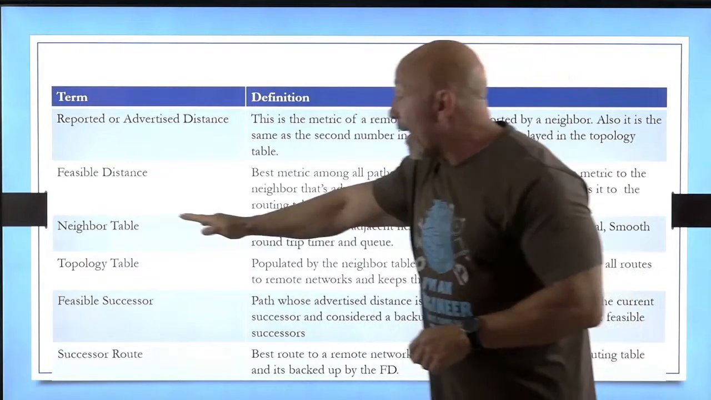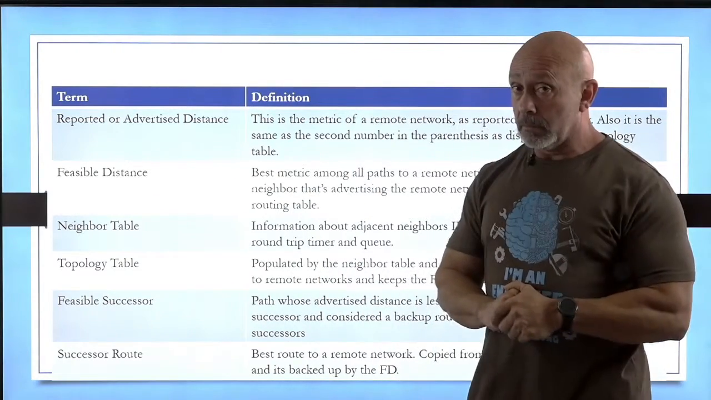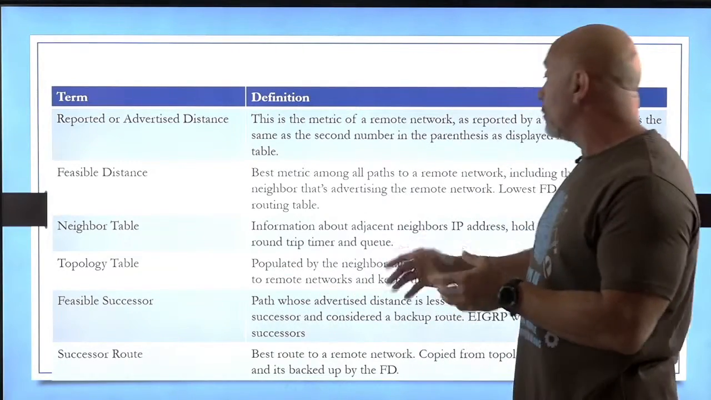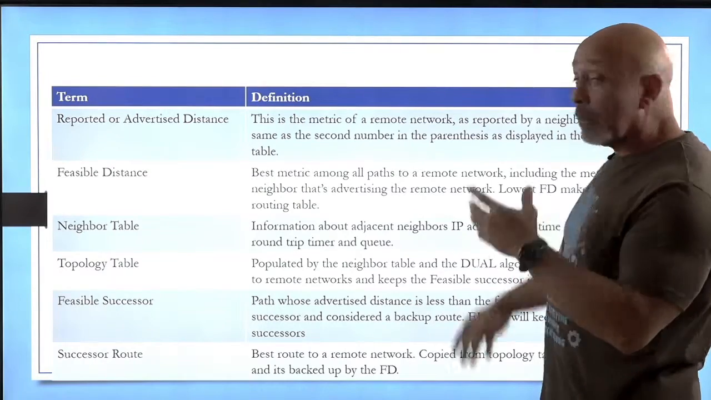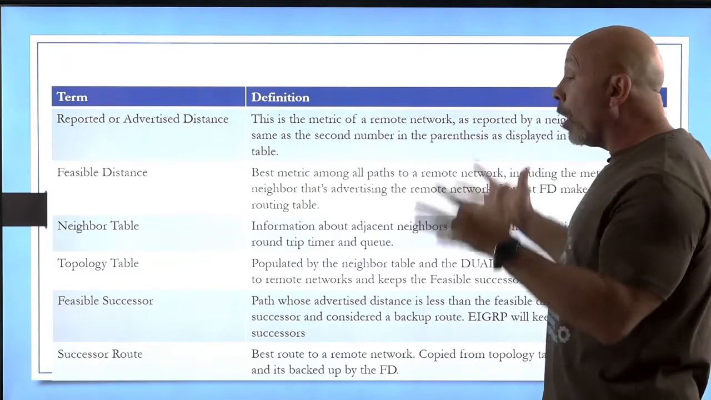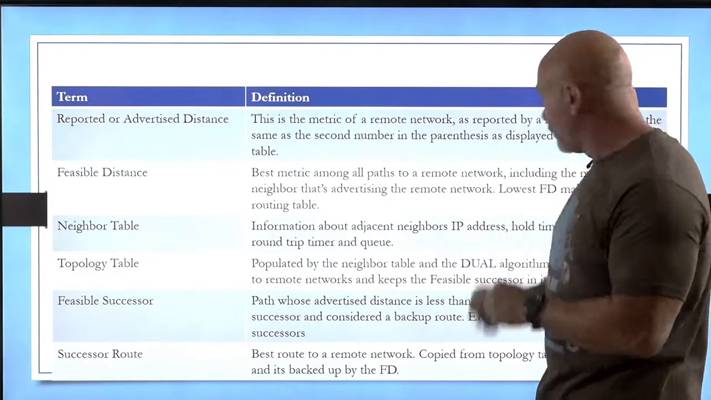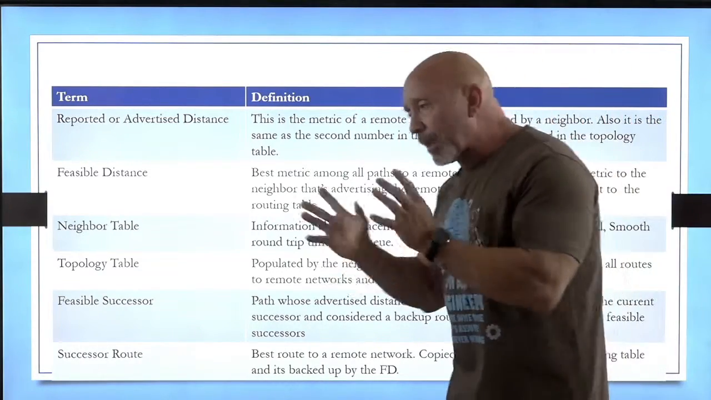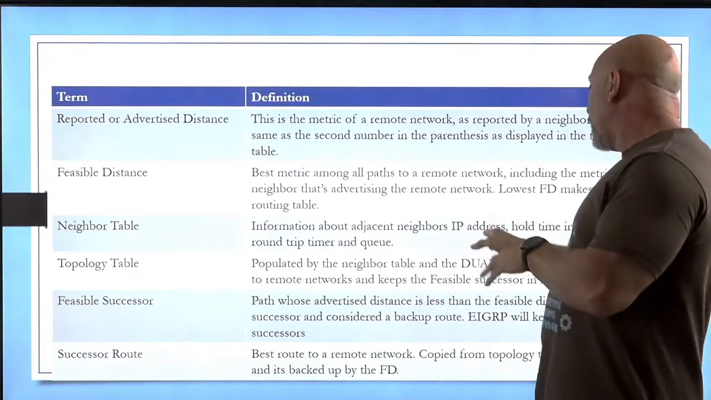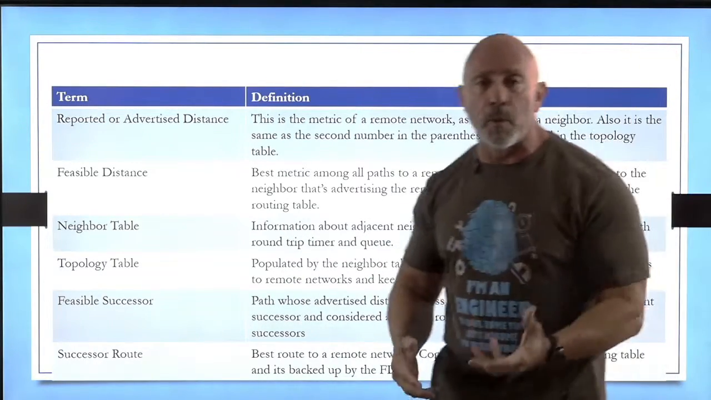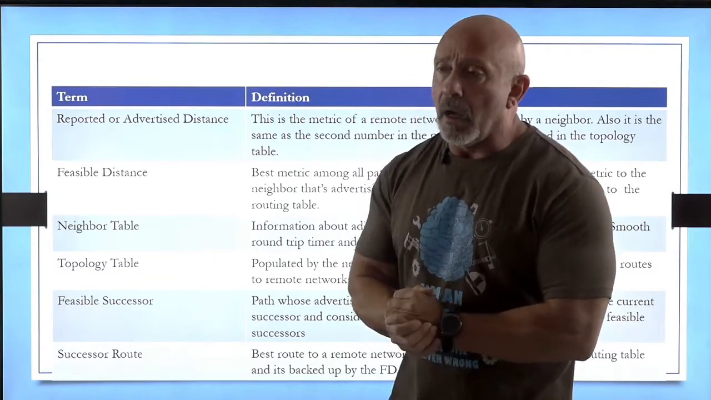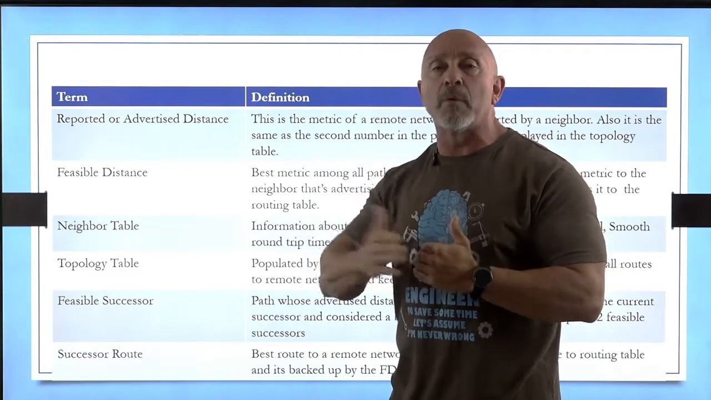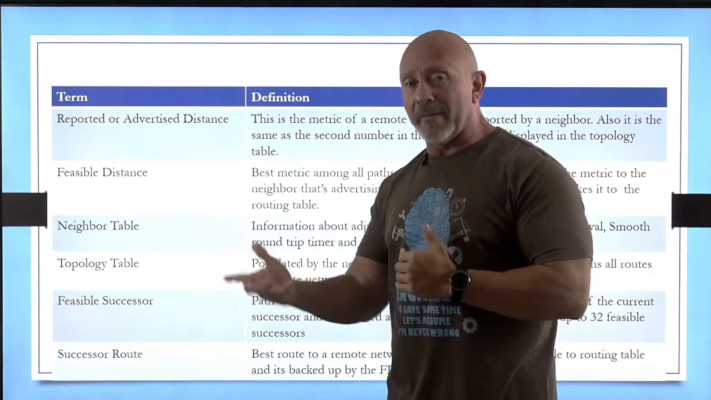Now, the neighbor table, and we talked about that as well, is information about your neighbors. What does it tell you? It tells you the IP address of your neighbor, how long it's going to hold that information, the smooth round trip timer, and the queue. As far as what you need to know about your neighbor, the hello time is important. It's a default of 5 seconds, because it maintains that neighbor relationship with your neighbor every 5 seconds.